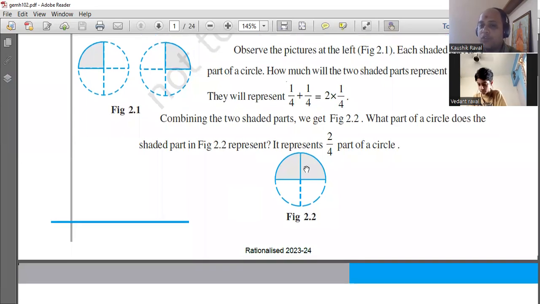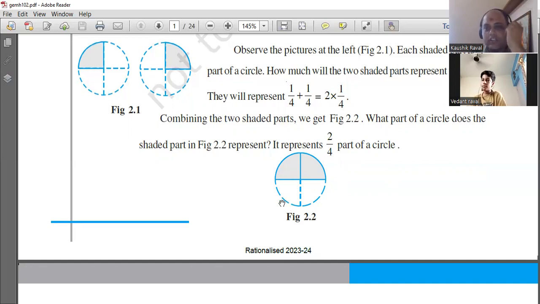Now, look at this circle, figure 2.2. This is the addition of these two, these two of 1 by 4, added together becomes 2 by 4. But if I ask you as a fresh question, what is the shaded part in this figure? 2 upon 4.